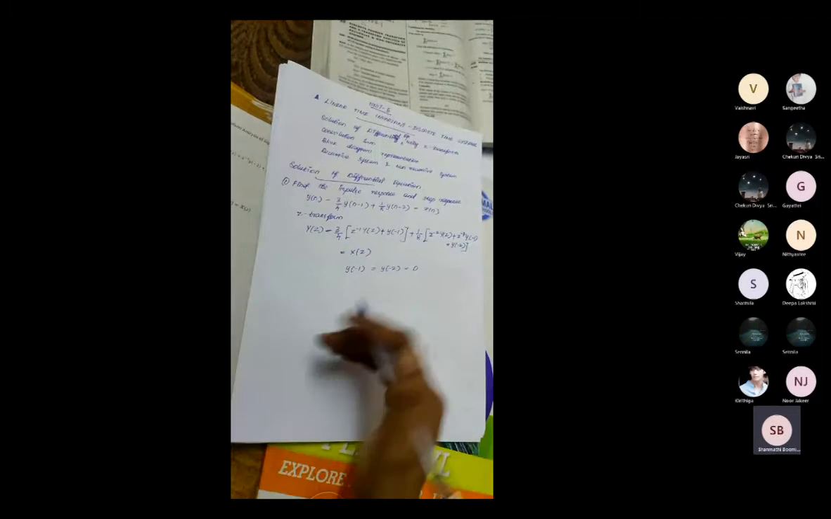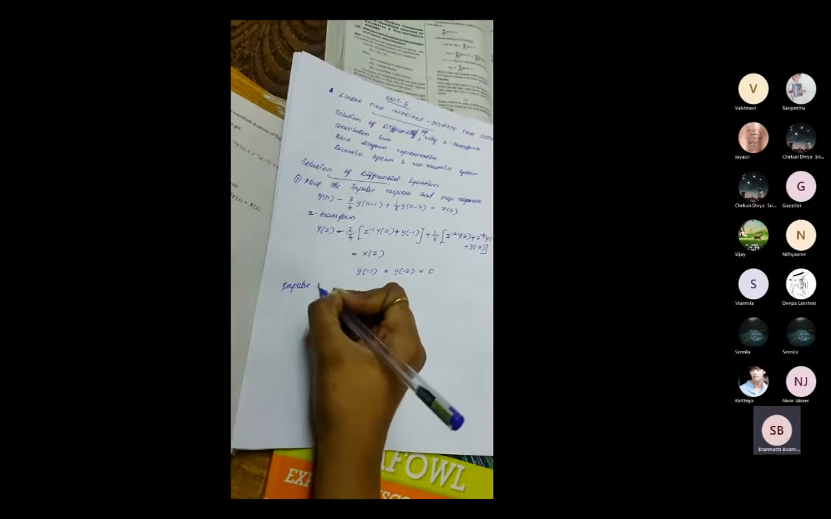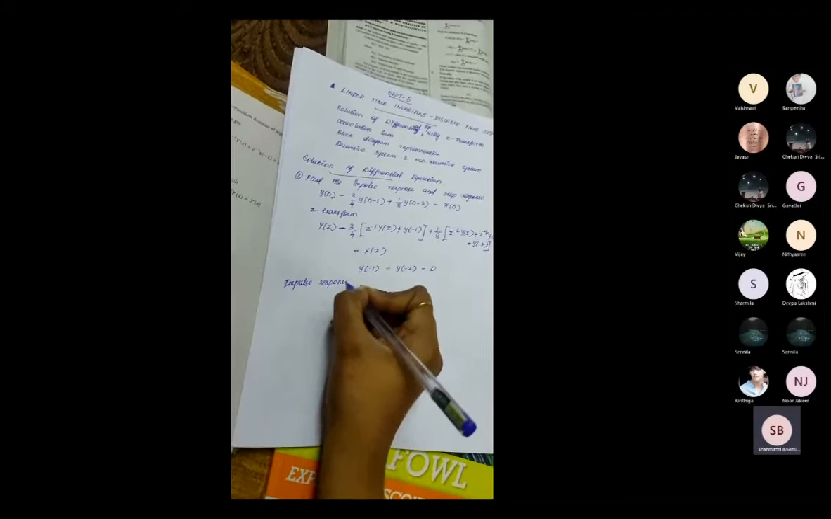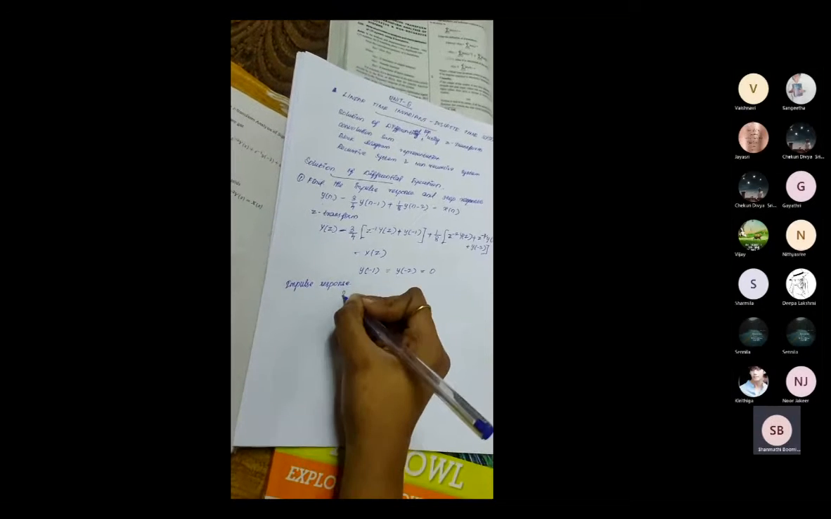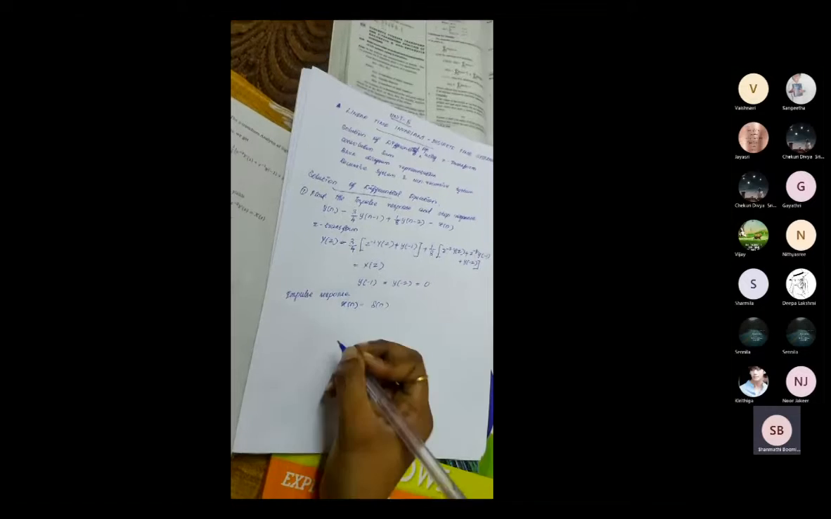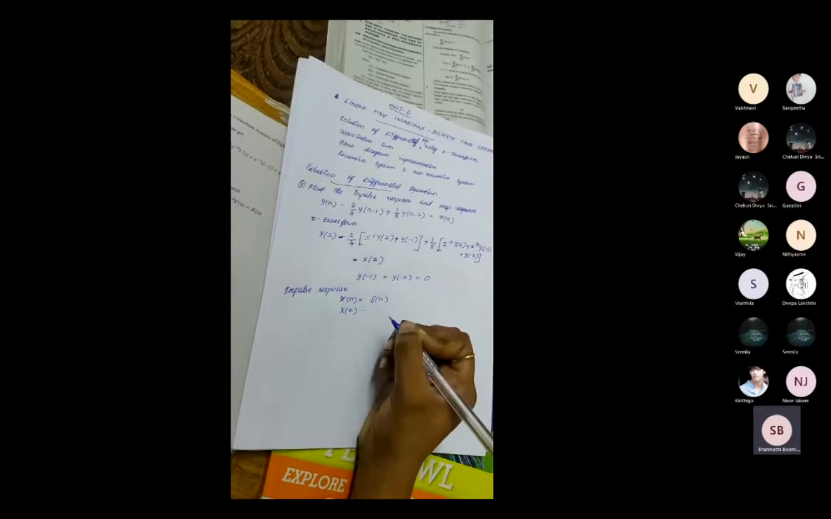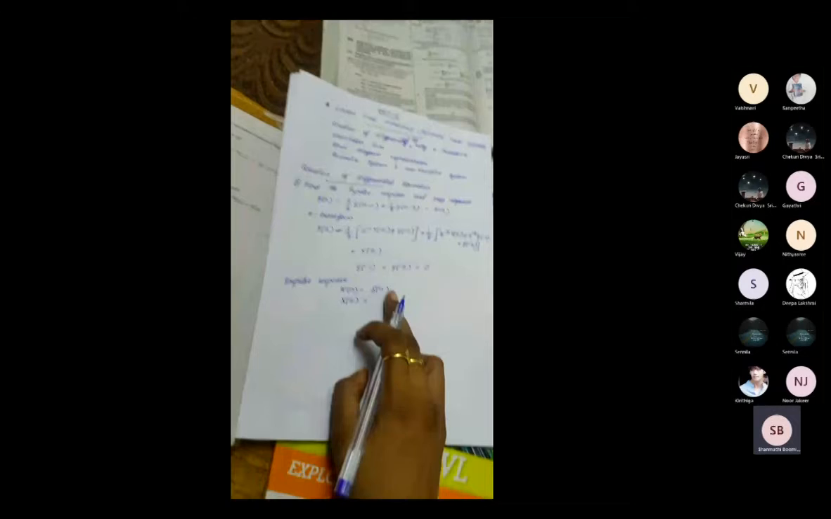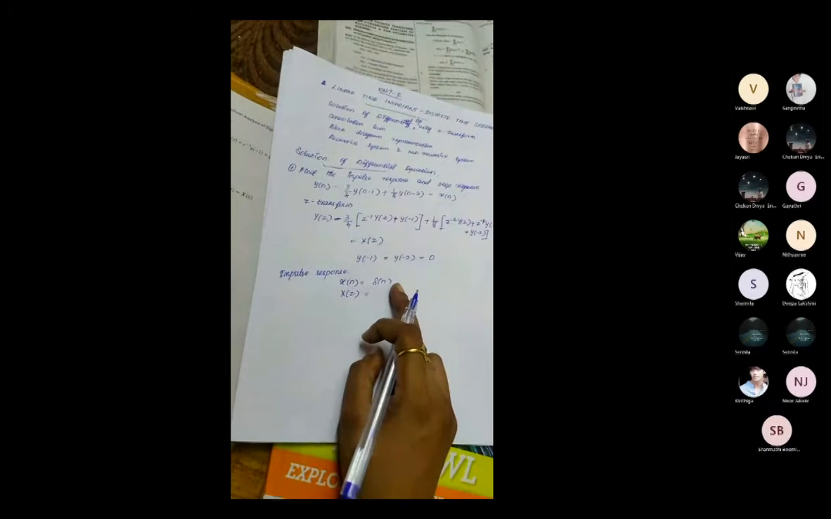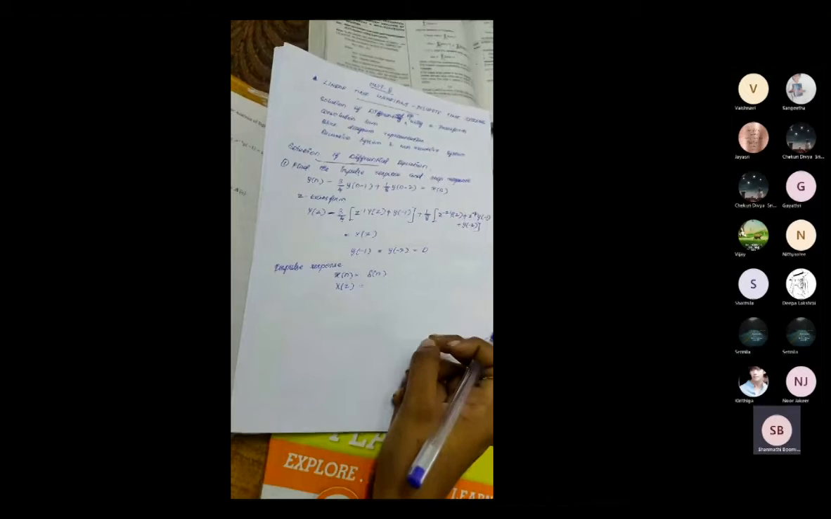Next, first I am going to find the impulse response. To find the impulse response, you should consider x of n equal to delta of n. For delta of n, what is your Z transform, X of z? If you take the Z transform of delta of n, what will come?